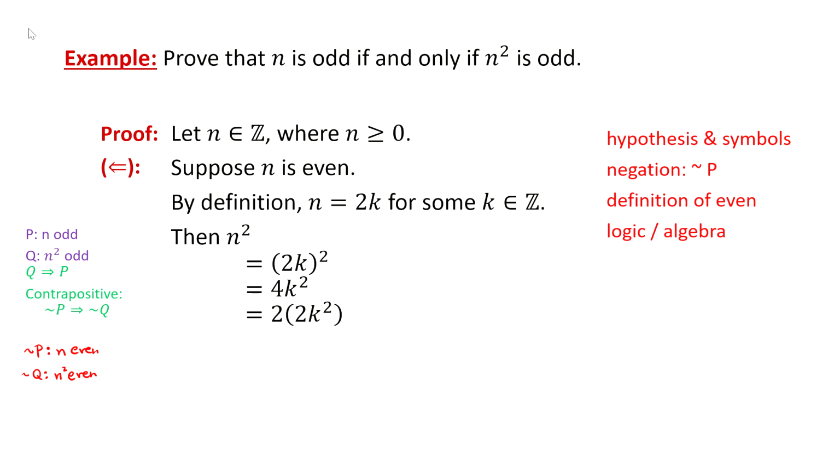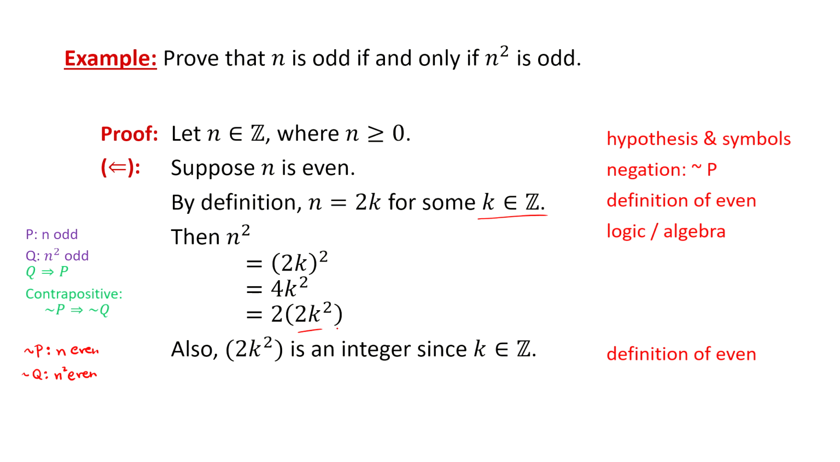The only question left in our heads should be, is that stuff inside the parentheses an integer? Well, remember, k started off being an integer. So this 2k squared is simply going to be an integer times an integer times an integer, which is still an integer. Okay? Then we apply the definition of even to say, hey, we've got all the pieces and parts that we need for the definition of an even number, which means that n squared must be even.